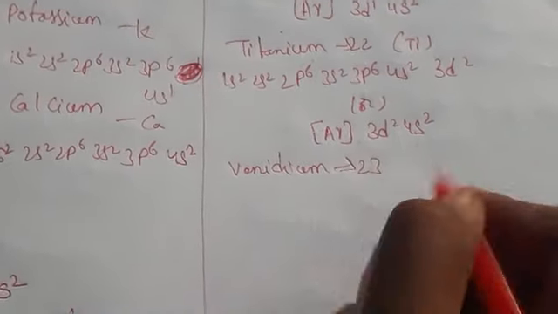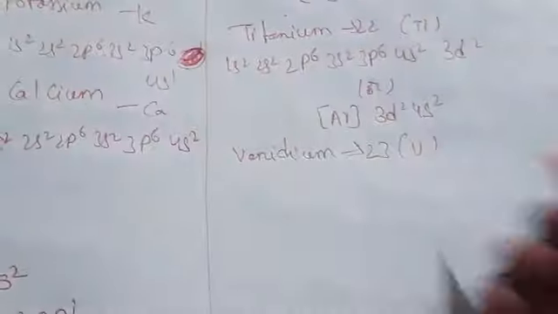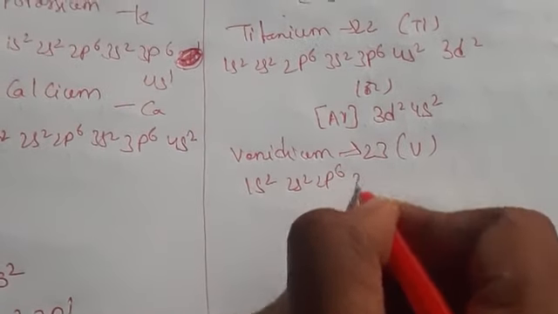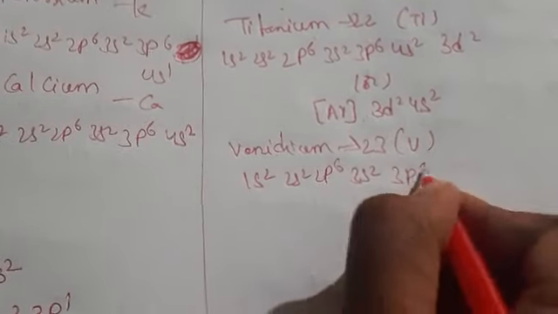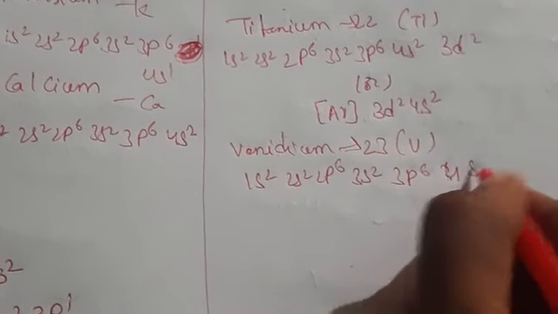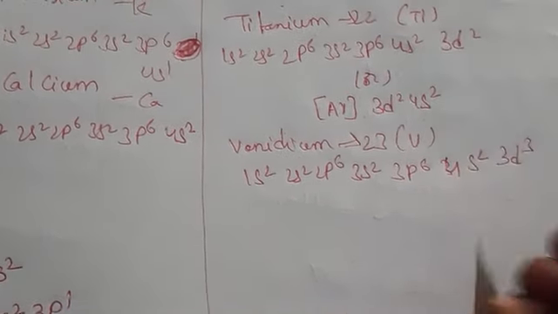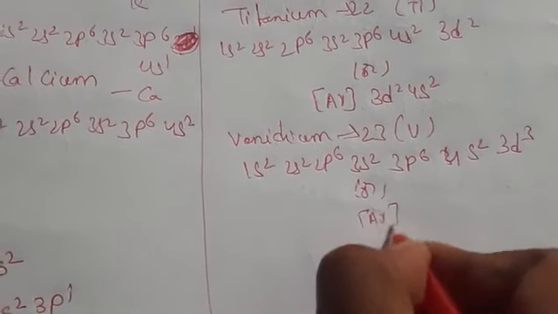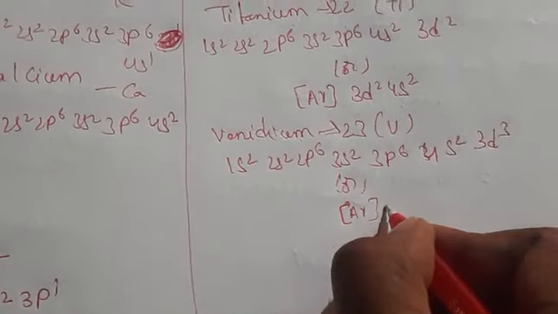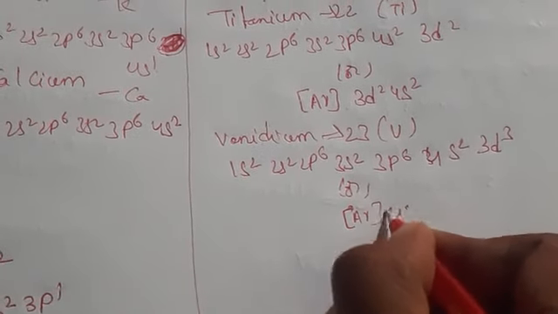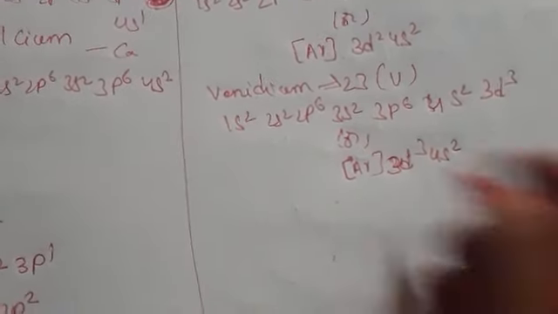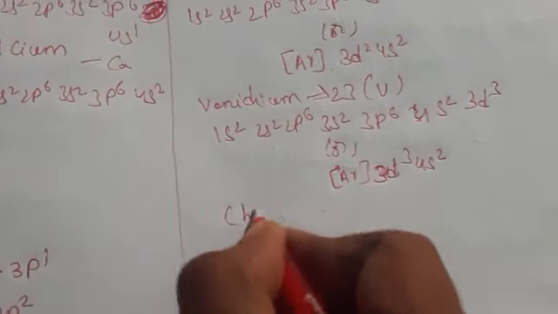In the same way, vanadium. The vanadium atomic number is 23, and the symbol is V. So we have to write 1s2, 2s2, 2p6, 3s2, 3p6, 4s2, 3d3. Or we can write argon 3d3, 4s2. And the next one we have is chromium.